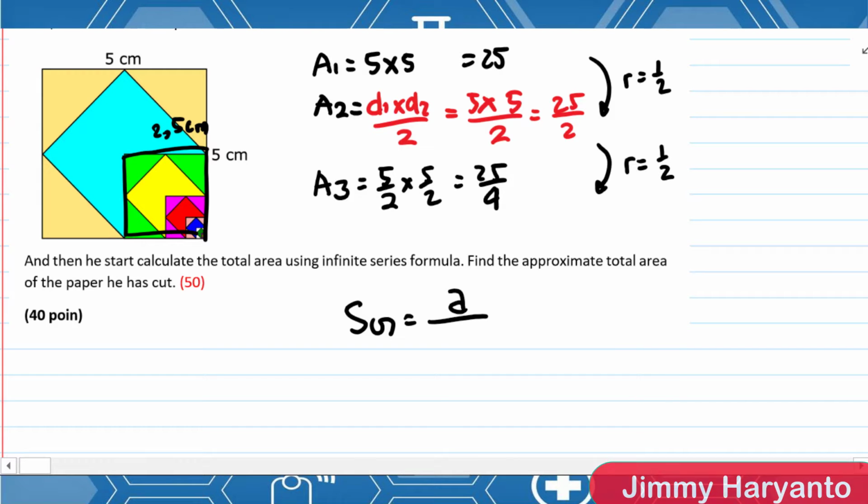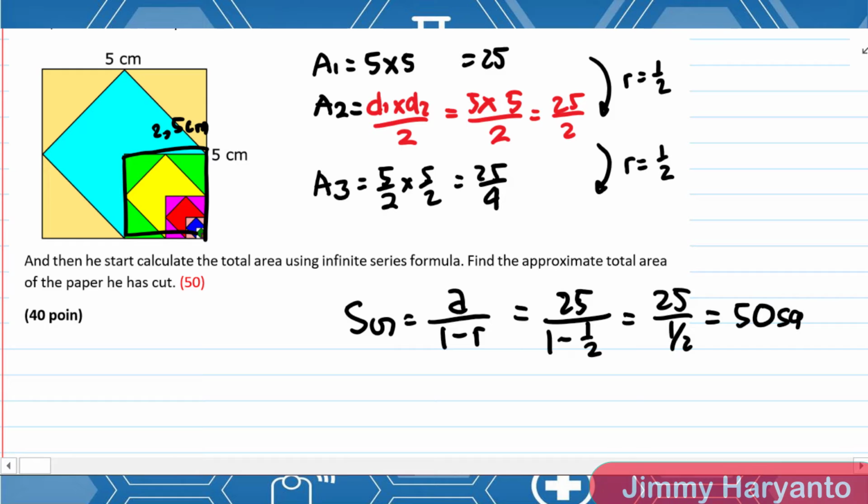S infinity equals a over 1 minus r, where a is the first area, 25, and 1 minus r is half. So 25 over half equals 50 centimeter square. There you go. This is the answer for number 3.